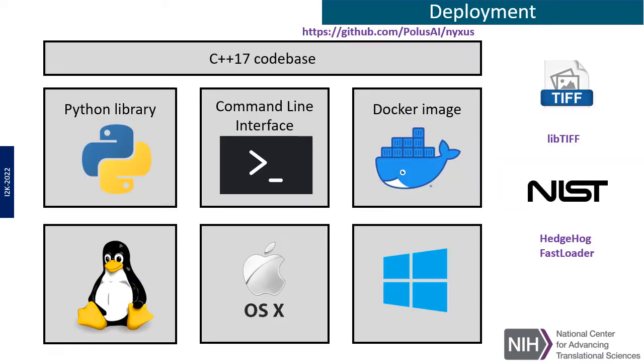Nyxus is fully open source software. It is deployable from the GitHub repository into any of three targets: Python library, command line interface, and Docker image, covering three platforms: Linux, Apple OS X, and Windows. Nyxus uses other open source software, and a couple of National Institute of Standards packages.